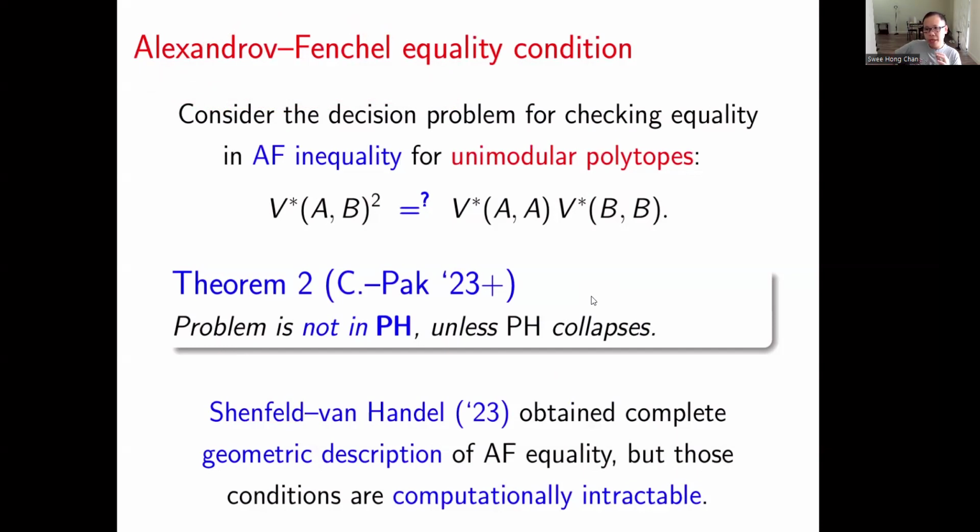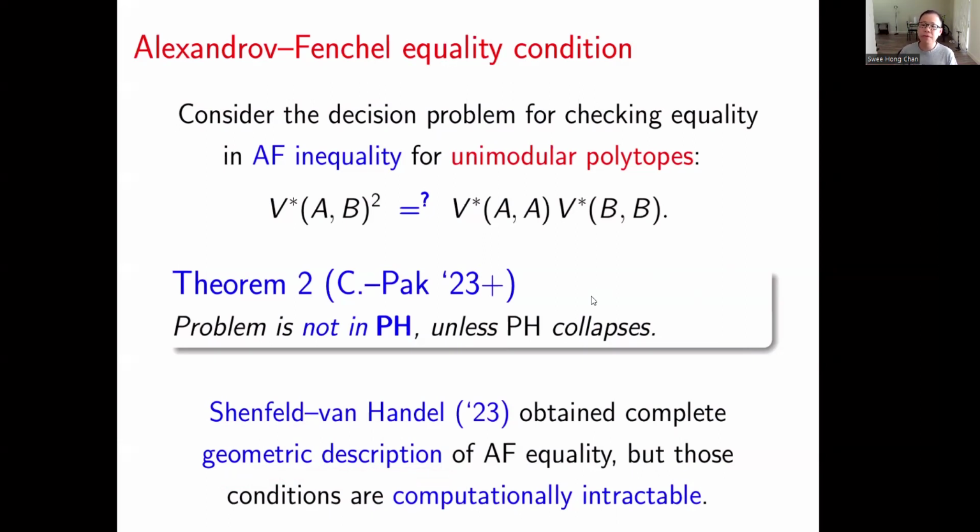And by the way, here I would like to make a remark that actually last year, it has been shown by Sandel and Handel. They have managed to prove, from the geometric perspective, the geometric characterization for the Alexandrov-Fenchel equality. So this problem is solved from the geometric perspective. However, from the complexity theory perspective, the geometric description that they have is very complicated to check. Checking that will take exponential of exponential time, so this condition is completely intractable from the complexity theory point of view. In fact, it has to be, right?